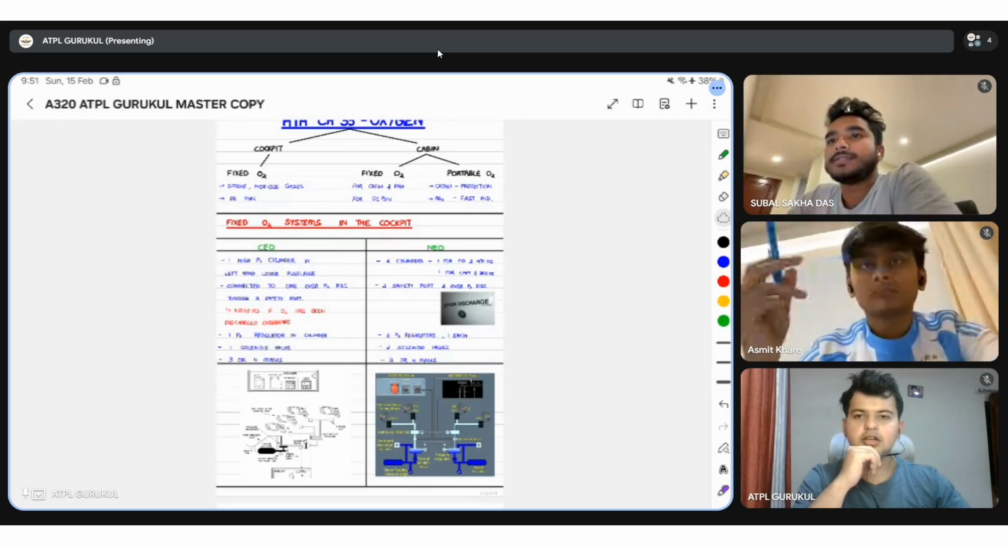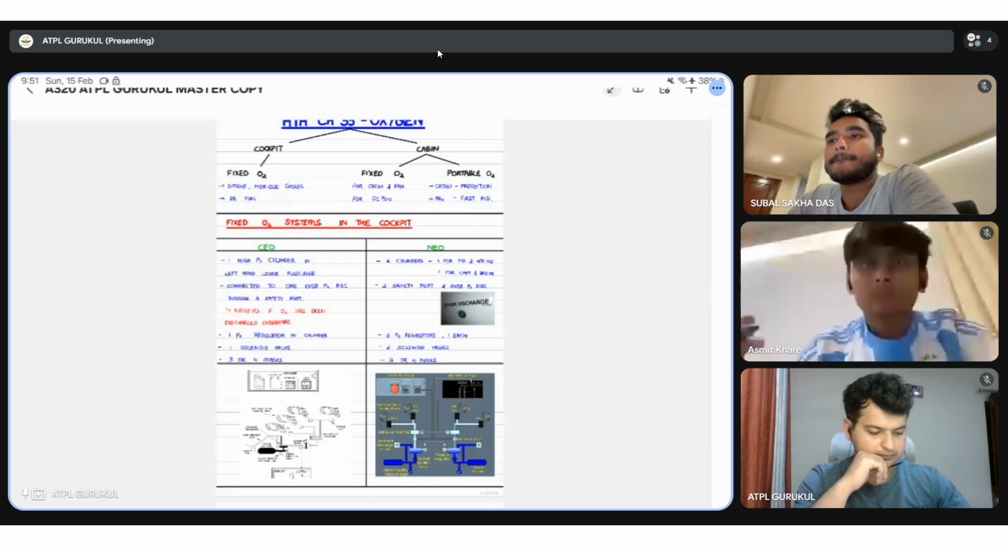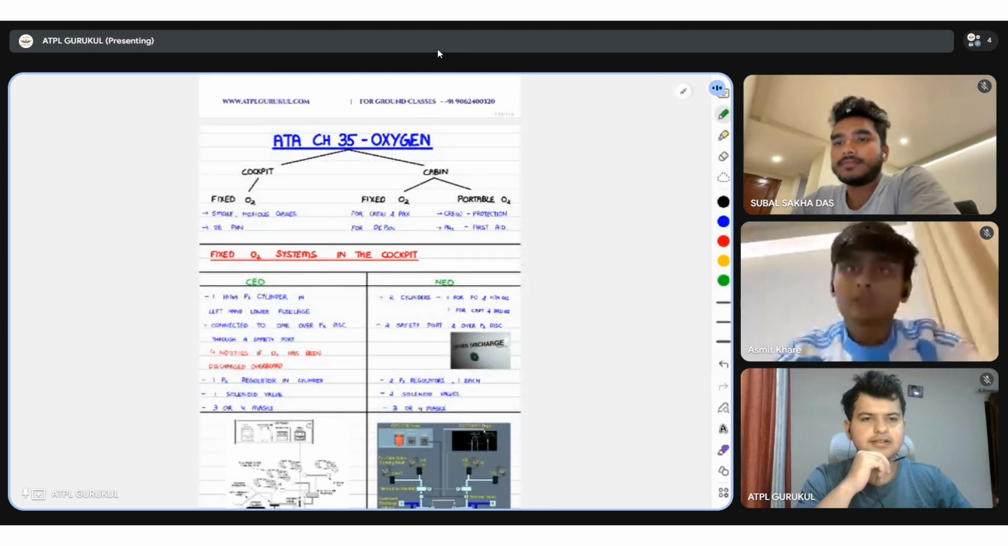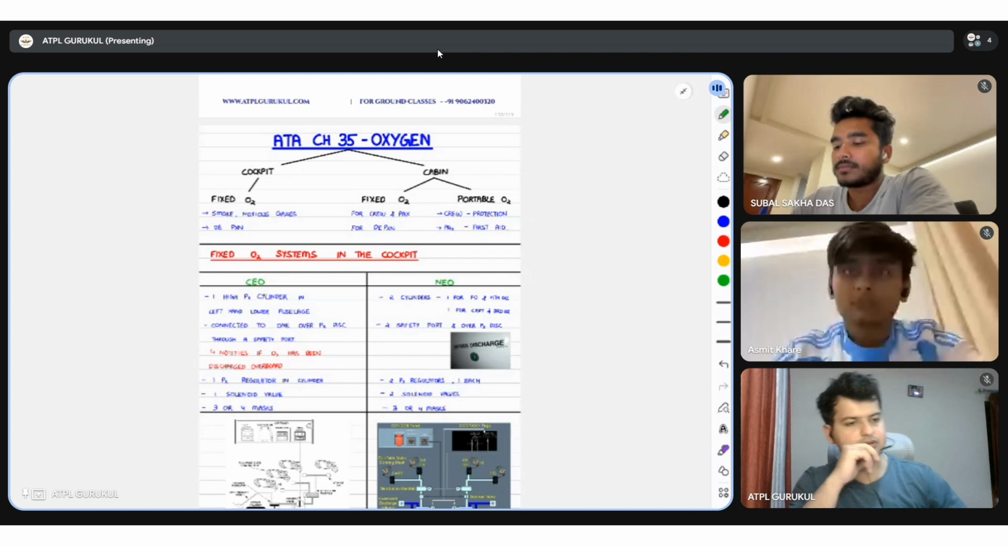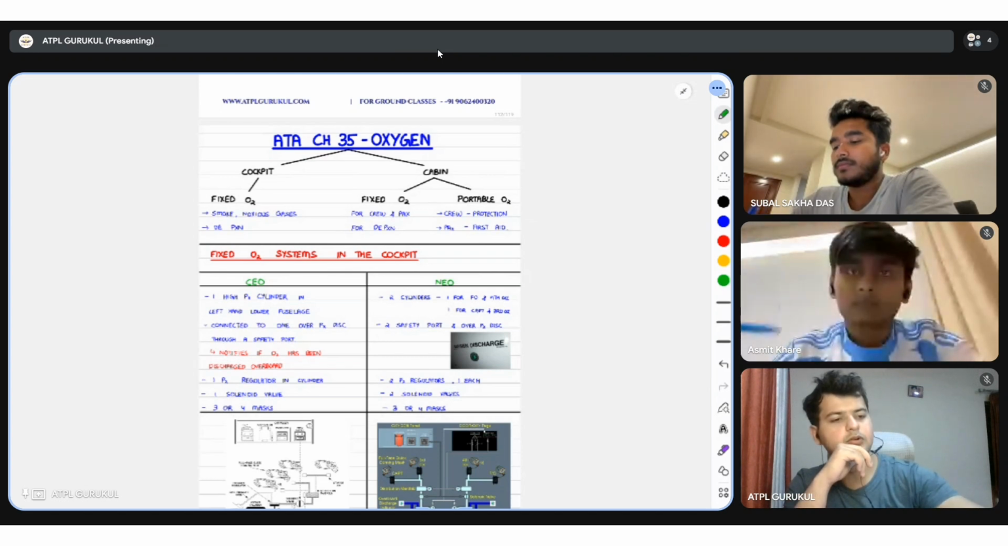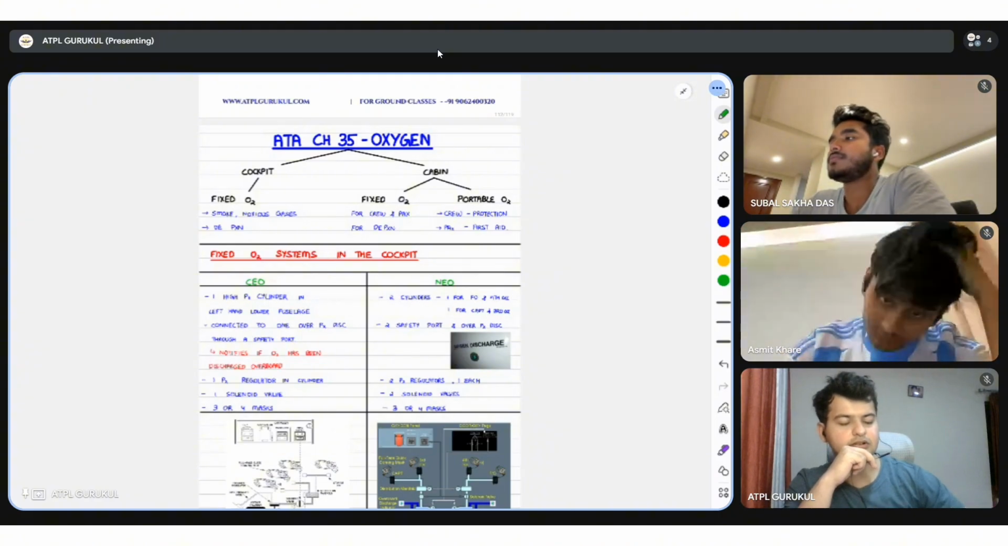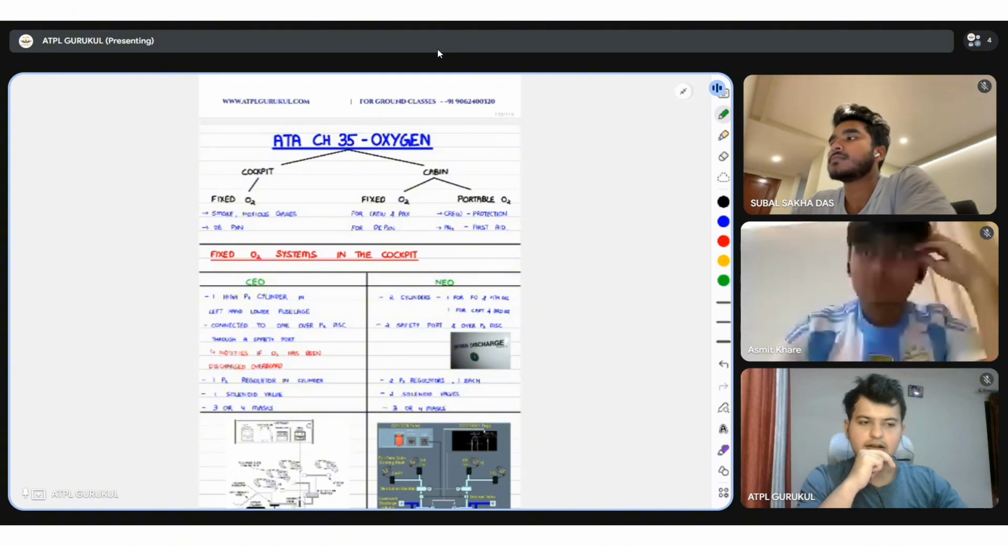Okay, let's start everyone. Today we are going to do one of the easier chapters. That's ATA chapter 35, oxygen systems. Let's start. I want all of you to open your FCOMs and go to DSC systems, chapter 35. That's oxygen. Let's have a look at the outlines.